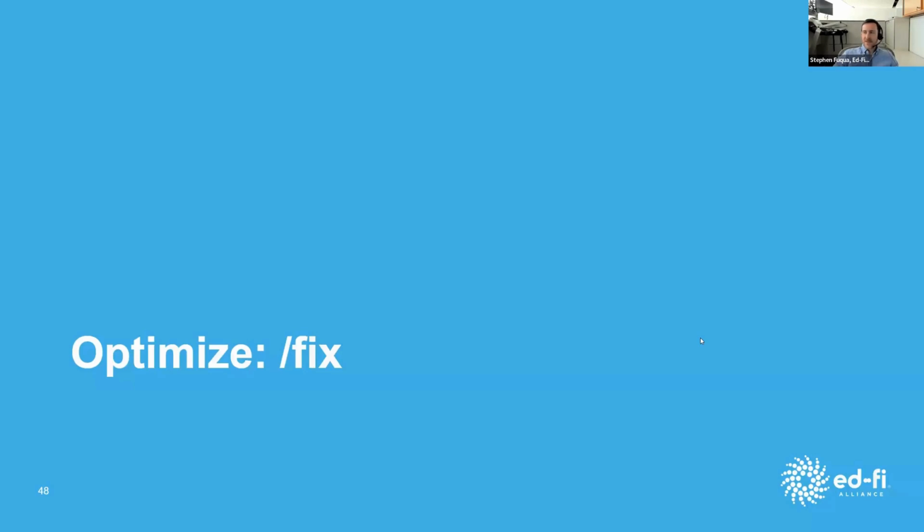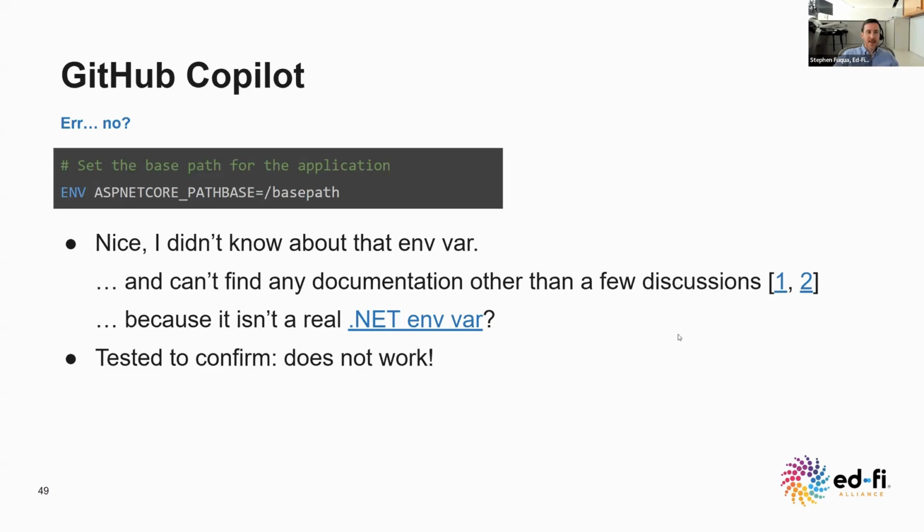Okay, so interesting. Daniel mentions Copilot over in the chat, and I wanted to find out what happens when we take our Docker files over to our AI coding assistants. So GitHub Copilot had one recommendation for optimizing the file. It said set base path using ASPNETCORE_PATHBASE. I was like, huh, I haven't heard of that one before.